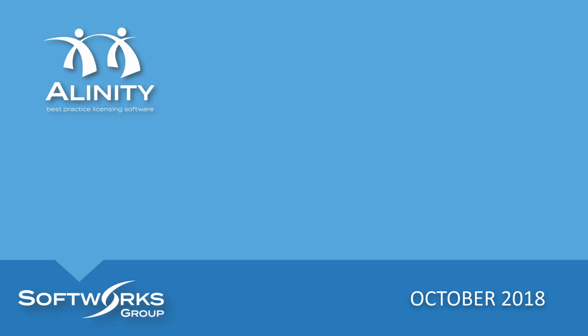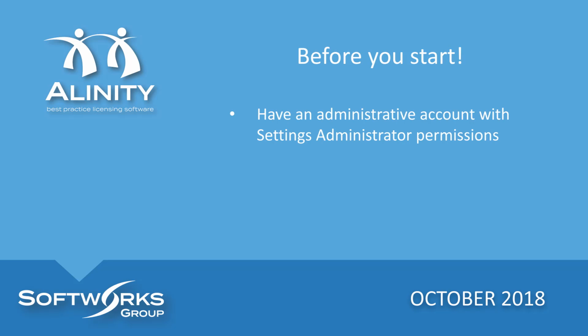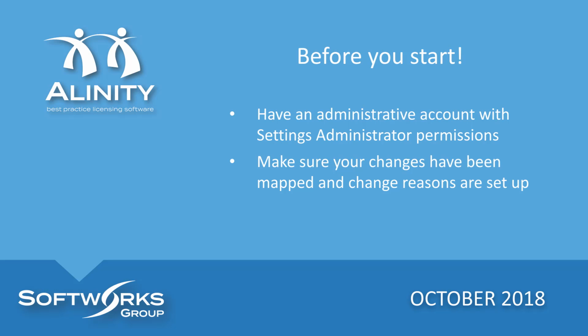In order to configure change requirements, you'll need an administrative account with at least the settings administrator permissions. You should have all your allowed registration changes already mapped out in the software, along with the relevant change reasons. We recommend you have all your change requirements set out in a document beforehand, so that all you have to do is translate them into the software.